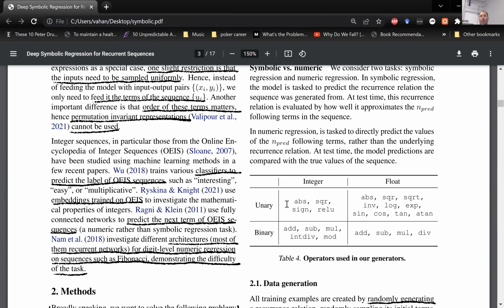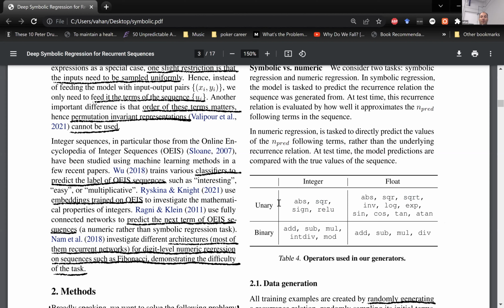Here in this Table 4, they basically define all the functions they used: absolute value, square root, and so on, ReLU, sine, and so on for integers. And for floats, the list is larger because you can do more operations on floats. Because for an integer operation, you want to have only integer divisions, right? How would the square root be defined on integers? No, this is not square root. This is square. Square root is for floats.